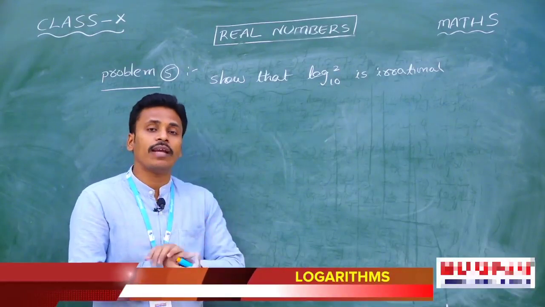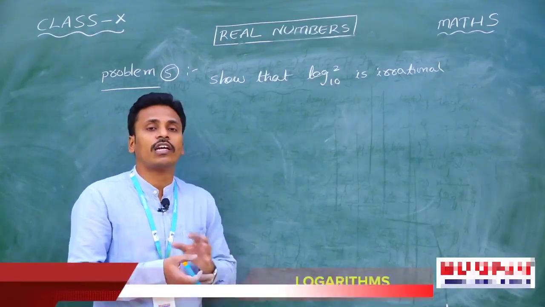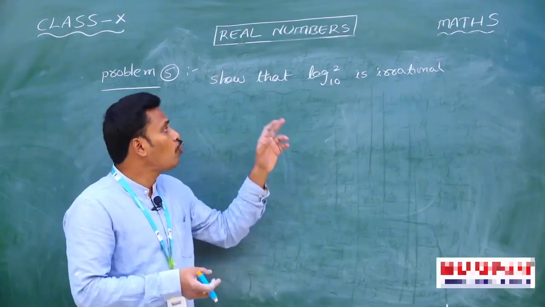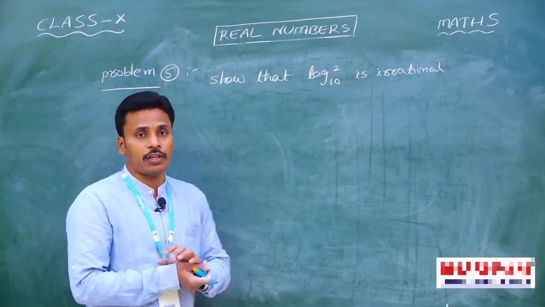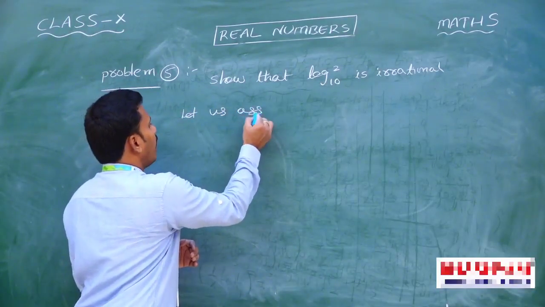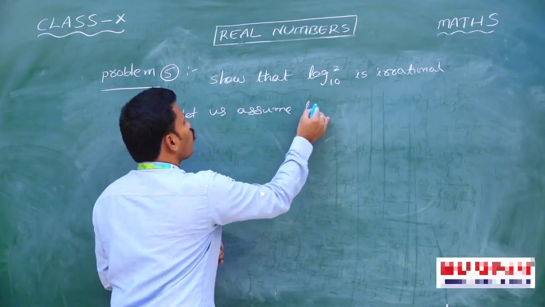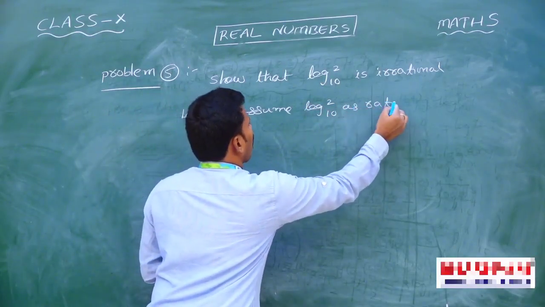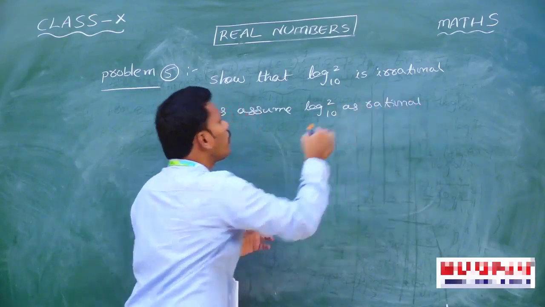So to prove a number is irrational, we will move in the contradictory way. So you need to assume that log 2 base 10 is rational at first. So let us assume log 2 base 10 is rational. See, log 2 base 10 is rational. We are assuming it, okay?